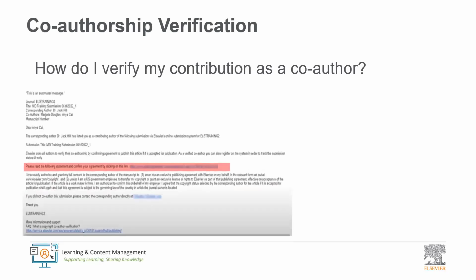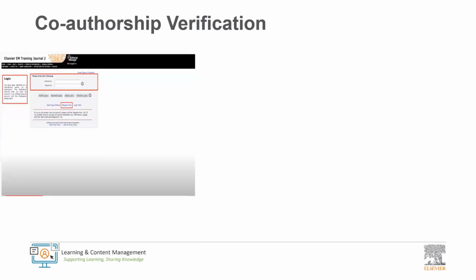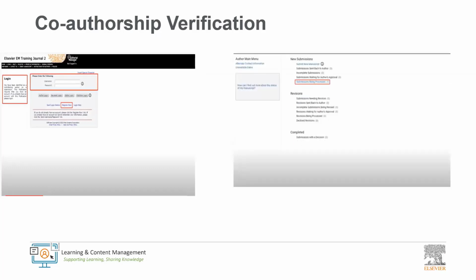The journal will send co-authors an email notification which includes deep links to verify co-authorship. Some journals will ask that you also register or log in to confirm your co-authorship, which will allow you to view the status of the submission on your author main menu from the folder Submissions Being Processed. Depending on the journal configuration, you may also receive up to 2 reminders to verify your co-authorship.